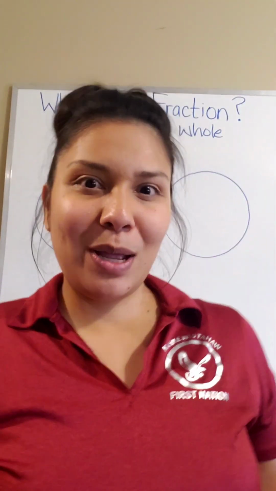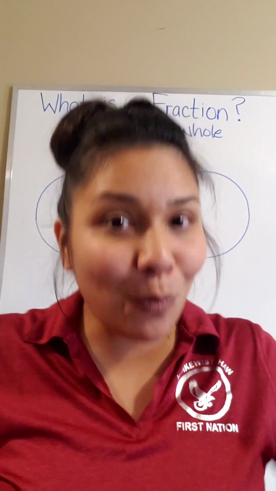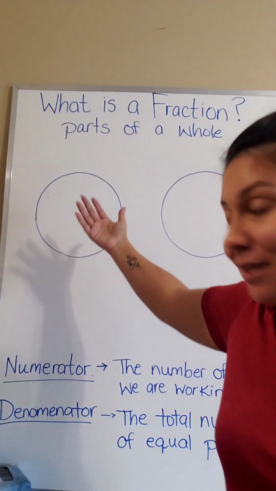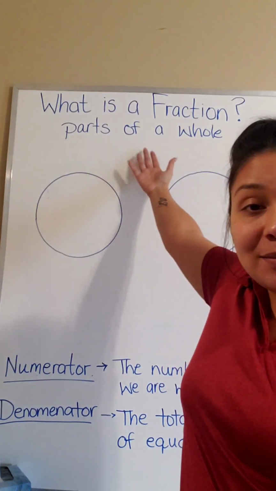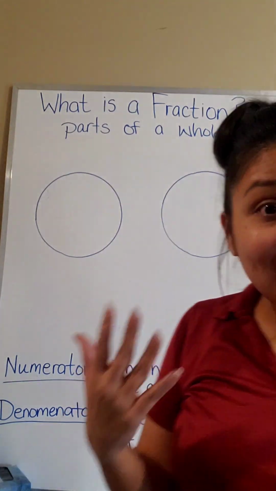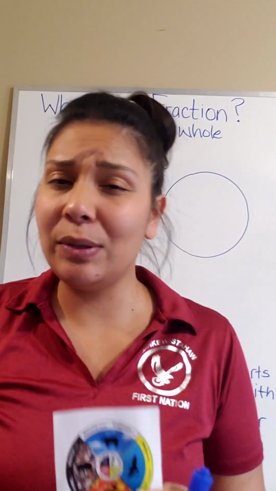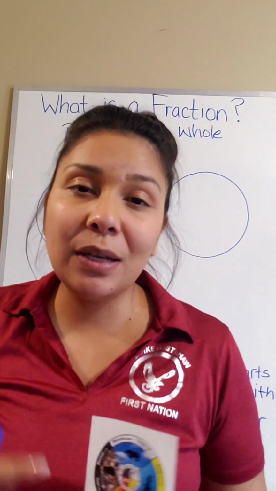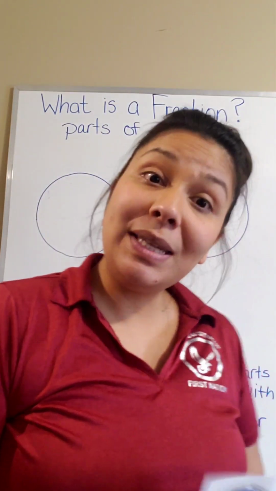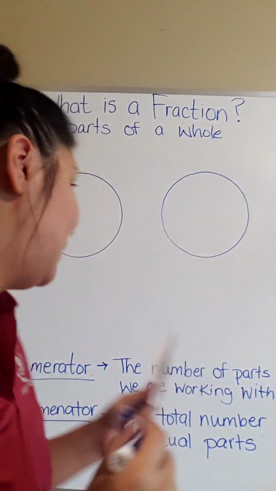Now, you're probably thinking, Mrs. Kennedy, we were just talking about fractions. What does the medicine wheel have to do with fractions? Well, a fraction is just parts of a whole. That's literally what it is. So, when we're talking about the medicine wheel, we always begin with the directions, and we always begin with east.